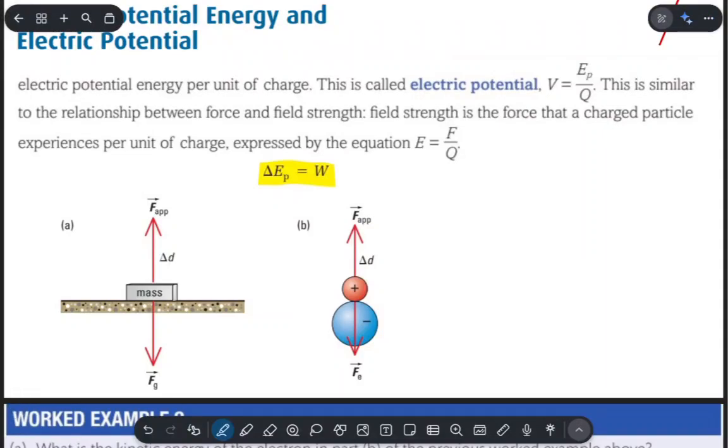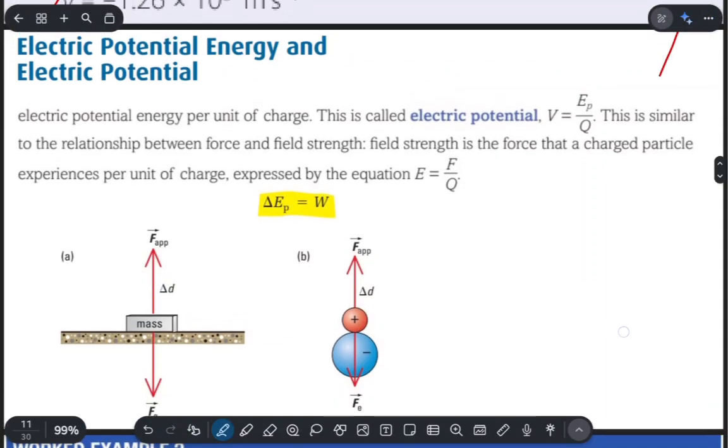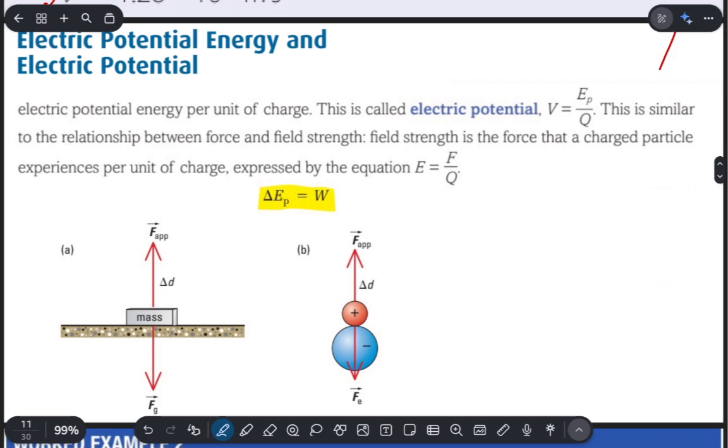Yes, here we go. This is the next video, which is basically related to electric potential energy and electric potential. As I was saying in my previous video, when we discuss electric potential and electric potential energy, there is a charge or an object. Let's say here we have an example.